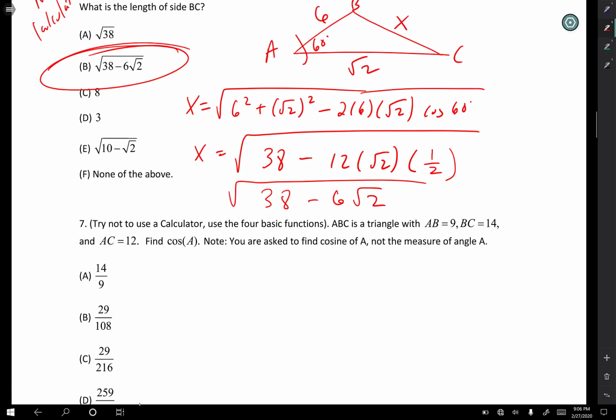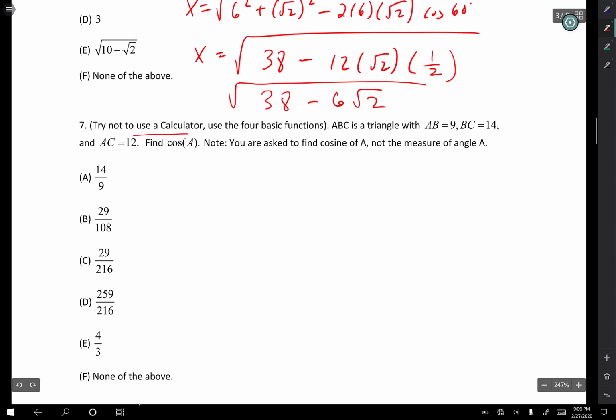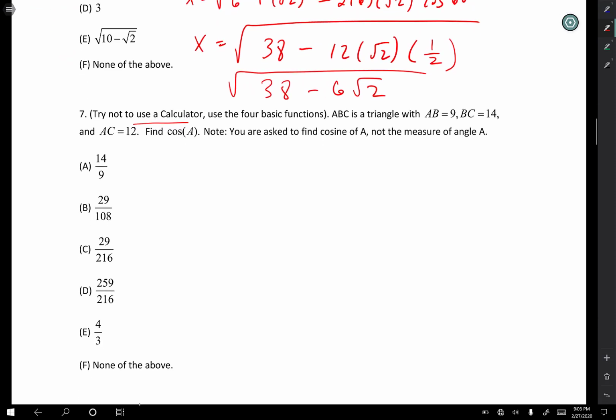All right, so here's another one, guys. No calculator. ABC is triangle AB with, so let me draw a triangle ABC.